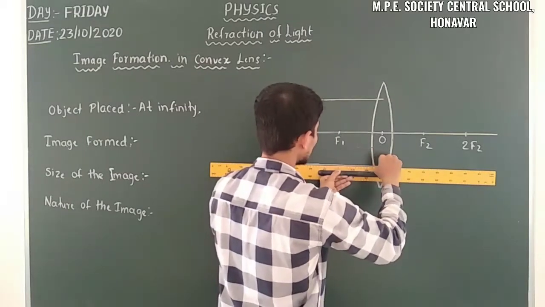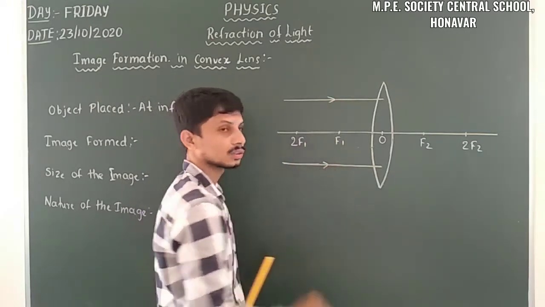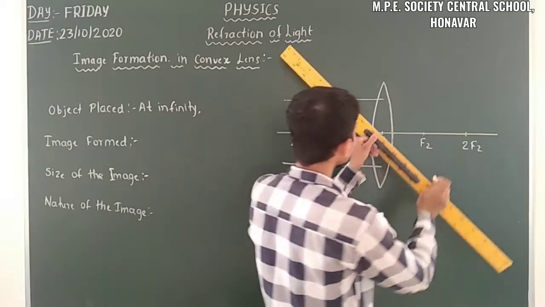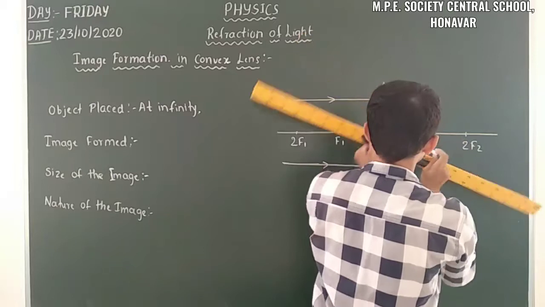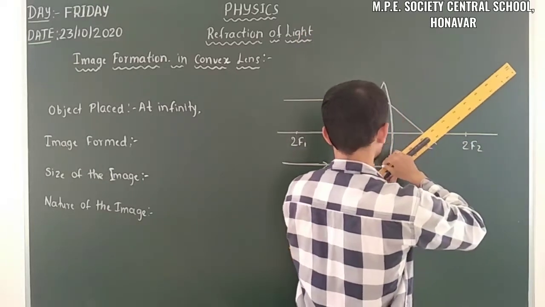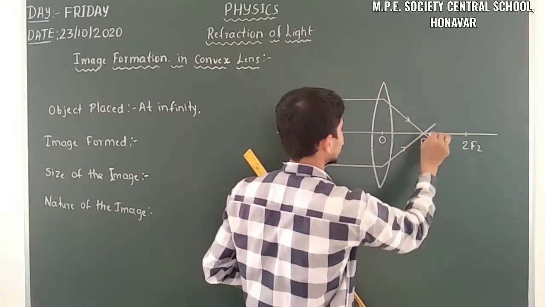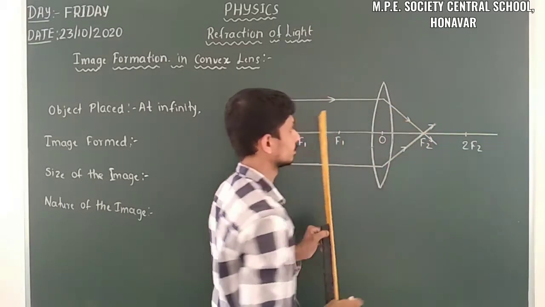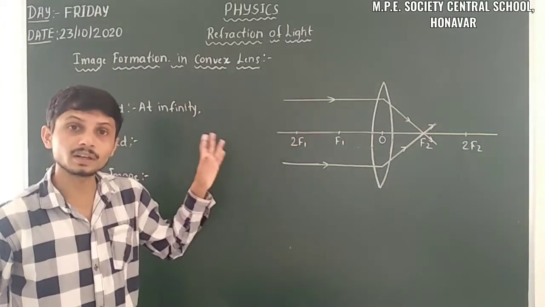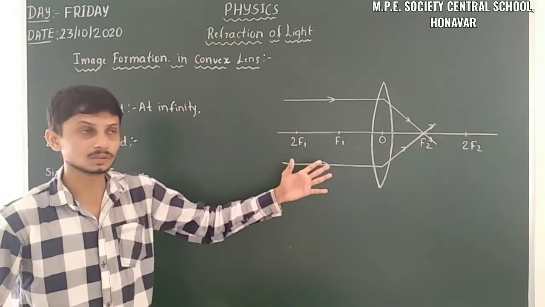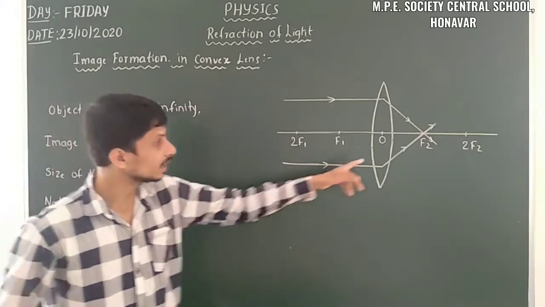Those two rays are parallel to the principal axis, and you must insert the arrow mark. Then it passes through the principal focus. So here also you have to write the arrow mark like this. So this is the first ray behavior when an object is placed at infinity. So we have image formation like this. Here the image is formed.